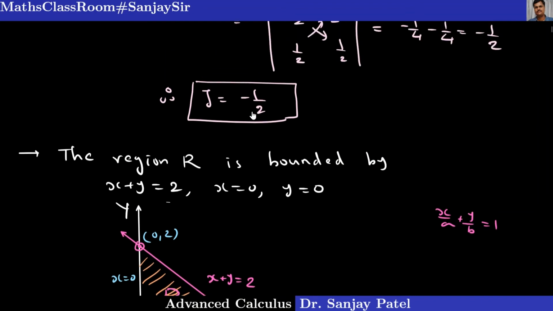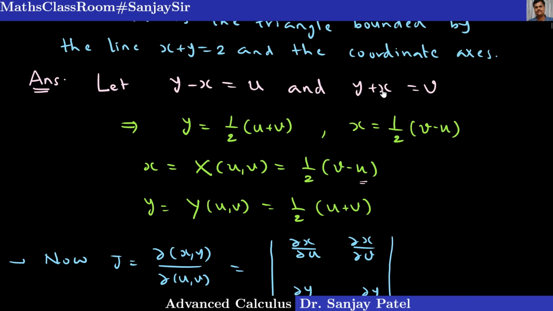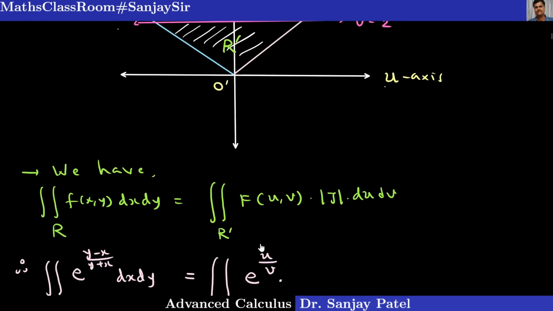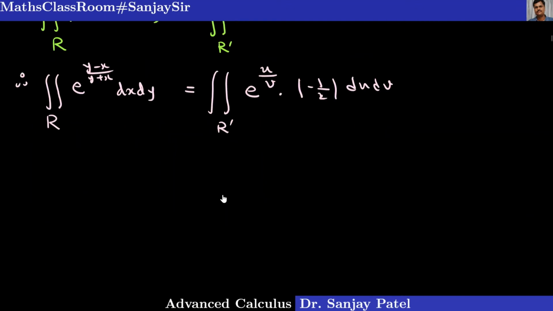The Jacobian was minus 1 by 2. This we have calculated. And let me also show you that y minus x is u and y plus x is v, and Jacobian J is minus 1 by 2. So putting the value of the Jacobian in this modulus, mod of minus 1 by 2 into du dv. So always we are writing the absolute value of this Jacobian. So in short, we have to integrate 1 by 2 over the new region R dash for this simpler function u upon v.